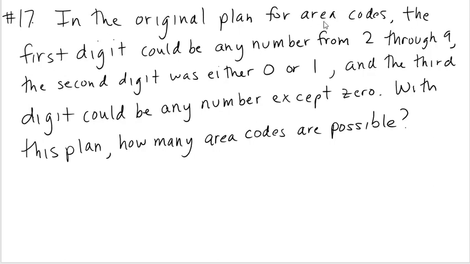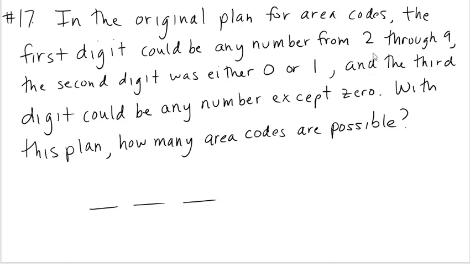So there are 3 digits in the area code. So there are 3 choices that have to be made. 1 for the first digit, 1 for the second digit, 1 for the third digit. And then in the blank, we're going to write the number of options we have for each of those. So the first digit could be any number from 2 through 9. Be careful about this. We had to talk about this when we were doing the credit card problems.